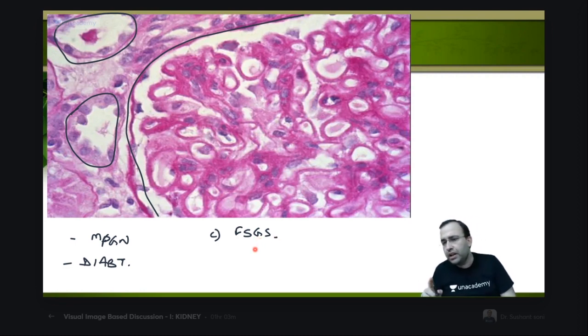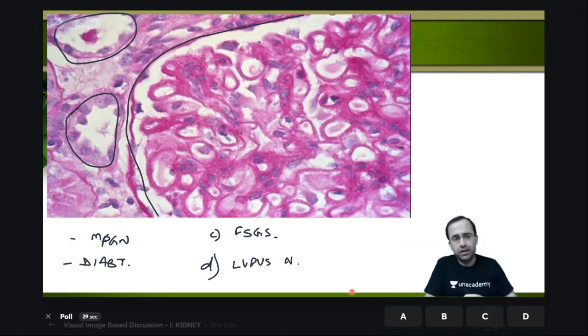Before I go further, Sanya, IgA nephropathy is not linear. IgA nephropathy is a mesangial deposit, so it is granular in nature. Next, last is lupus nephritis. So the options are MPGN, diabetic nephropathy, FSGS, lupus. Answer. Look, the answers split, actually the major answer split.